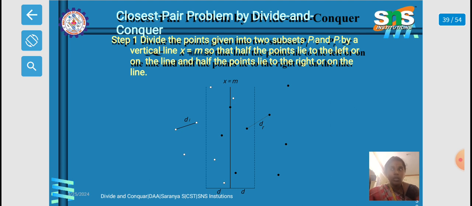Then we solve the closest pair problem recursively for subsets P_L and P_R. Let d_L and d_R be the smallest distances between the pairs of points in P_L and P_R respectively. Let d equal the minimum of d_L and d_R.